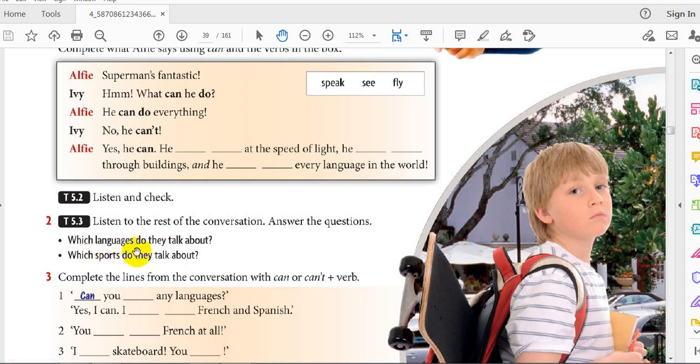Tape script 5.3. He can speak every language in the world. Really? I don't believe that. Well, he can. Can you speak any languages? Yes, I can. I can speak French and Spanish a little bit. We learned them at school. Well, I can speak French too. Oh, yeah? I can say bonjour and merci. That's nothing. You can't speak French at all. Well, I can skateboard. You can't. I don't want to skateboard. I like other things. What about skiing? Can you ski? Yeah, I can ski a bit. But my mum and dad can ski brilliantly. I love skiing. I can ski really well. Okay. We can do some things, but Superman can do everything. There's nothing Superman can't do. Oh, you and Superman. Remember, he's not real.